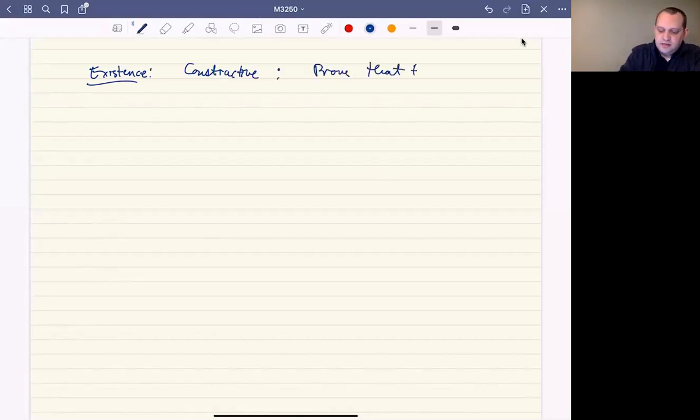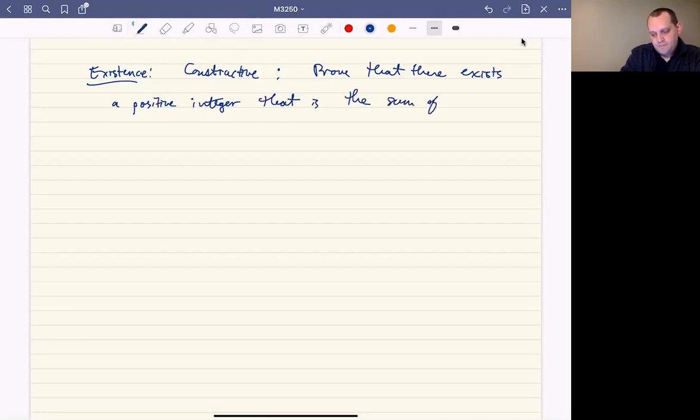prove that there exists an integer. In fact, let's make it slightly more interesting. Prove that there exists a positive integer that is the sum of two cubes in two different ways. Okay, and so there's what are called taxi cab numbers, which are exactly these.